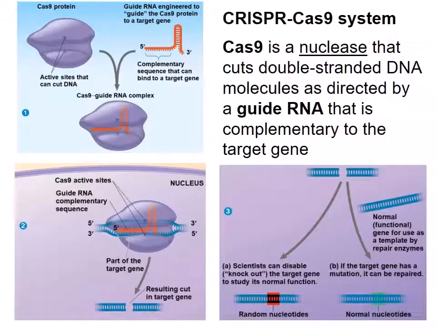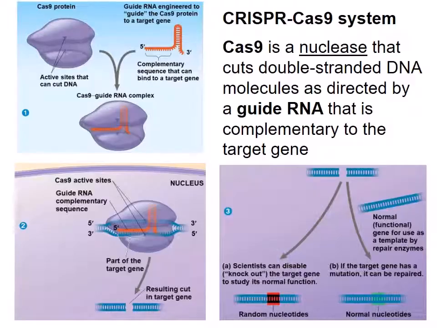So the CRISPR-Cas9 system is a pretty exciting, newer advancement here. Cas9 is a nuclease. Remember, -ase means it's an enzyme. In this case, it's cutting apart nucleotides. In particular, it cuts double-stranded DNA molecules. And another exciting thing is that it can be guided by an RNA molecule. The RNA molecule is complementary to the target gene that we want the Cas9 nuclease to cut. So in the first picture, you've got the Cas9 protein and the guide RNA, and you get the Cas9 guide RNA complex. This second picture has the Cas9 protein and the guide RNA, and the guide RNA takes Cas9 to the particular target gene, and it cuts that target gene.